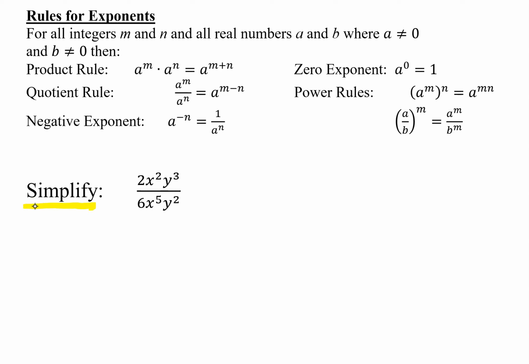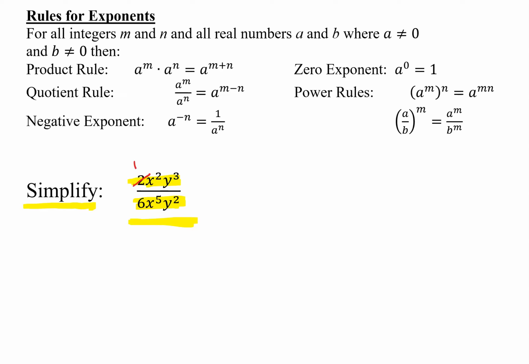In this problem, I need to simplify this expression over here. As you can see, there are coefficients and variables in both the numerator and the denominator. So what I'm going to do to start with is work on the numbers. And since this is a fraction, I'm just going to reduce the numbers as usual.